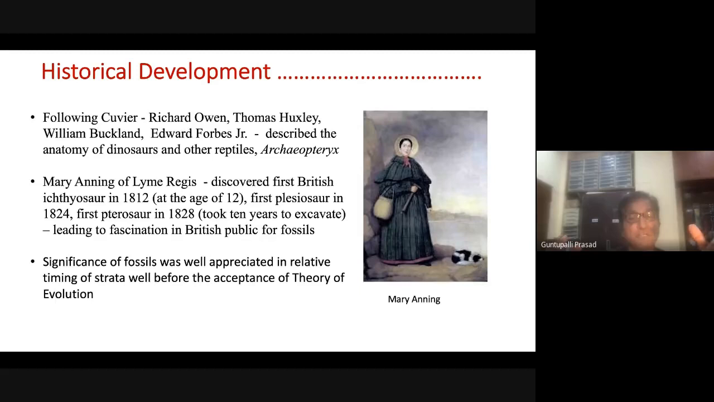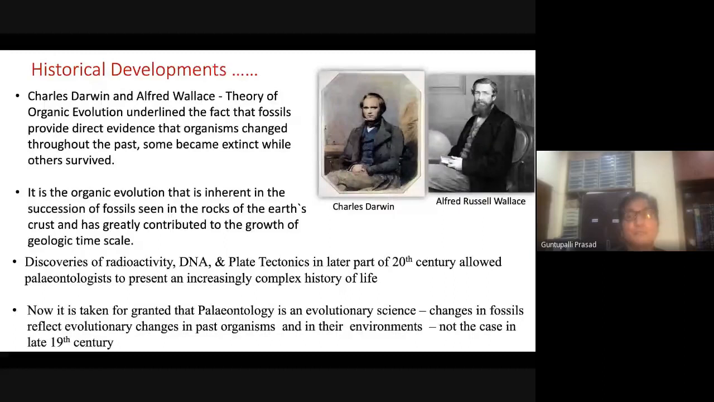So this came in 1859 when Charles Darwin and Alfred Wallace proposed the theory of organic evolution, and this theory underlined the fact that fossils provide direct evidence that organisms changed throughout the geological past, and some became extinct and some survived. And it is the organic evolution that is inherent in the succession of fossils.